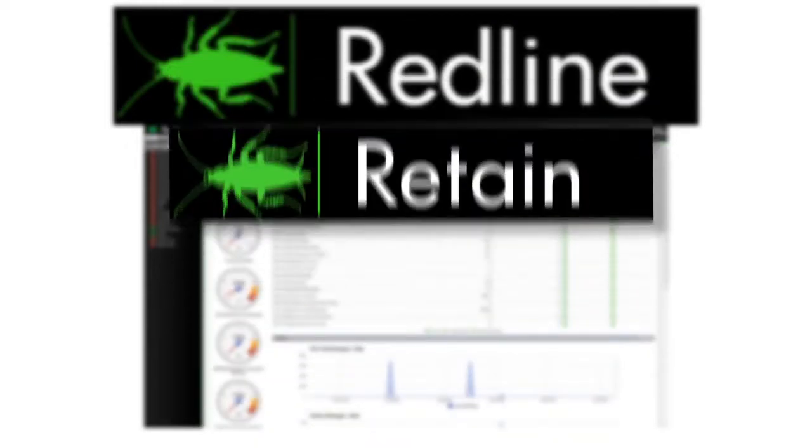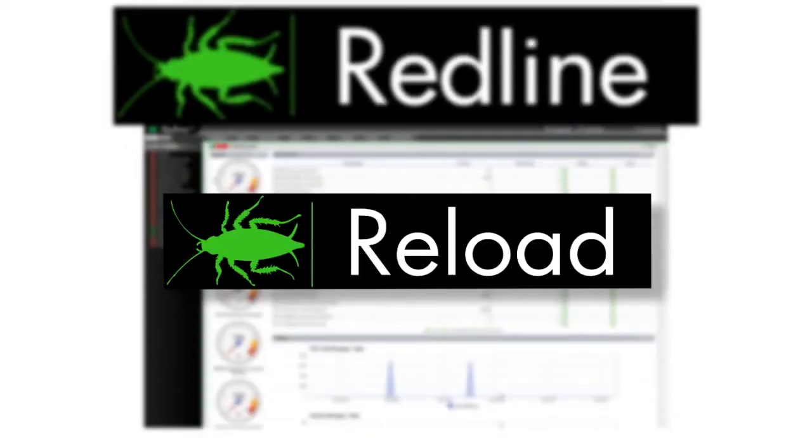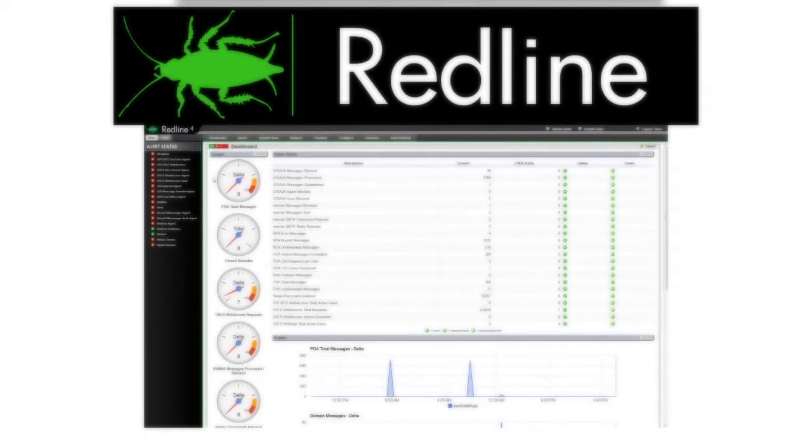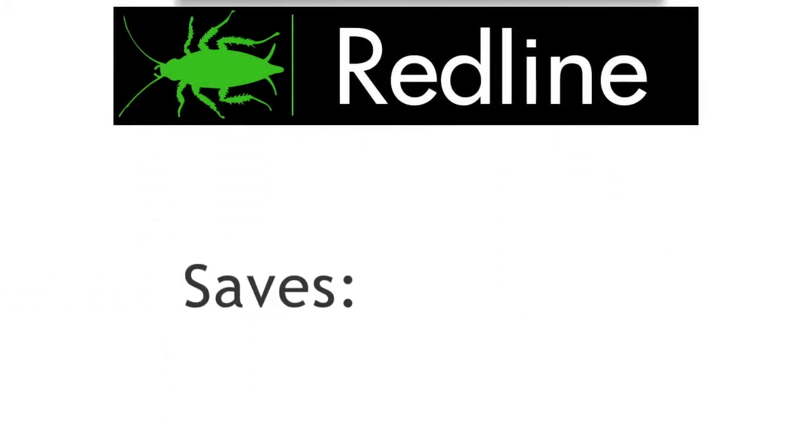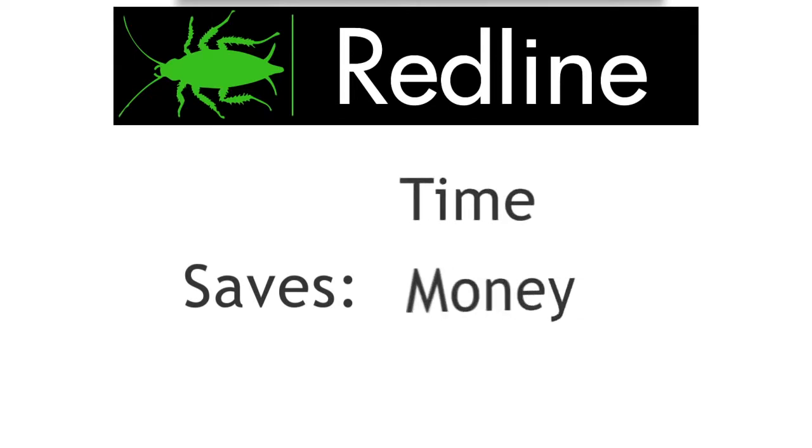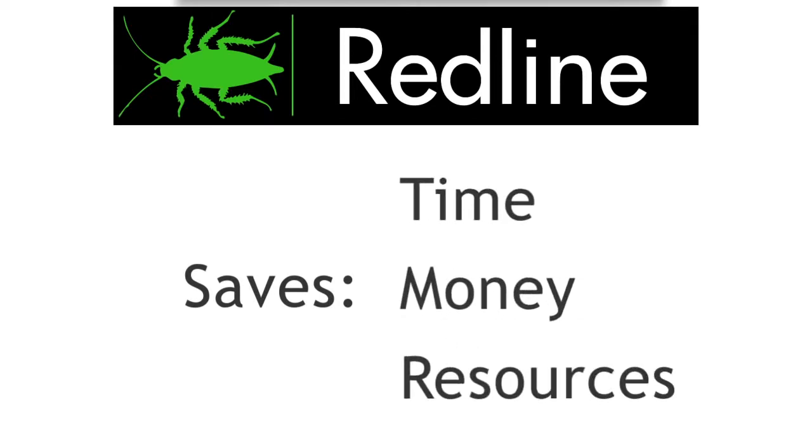disaster recovery system with Reload, in addition to other third-party systems like BlackBerry Enterprise Server, Novell GroupWise, and Notify Technologies Mobile Device Management System, among others. Redline saves organizations time, money, and the resources associated with monitoring and maintaining a messaging infrastructure.